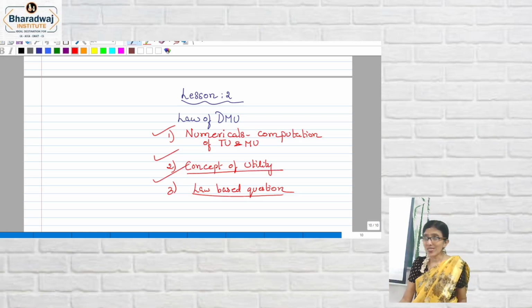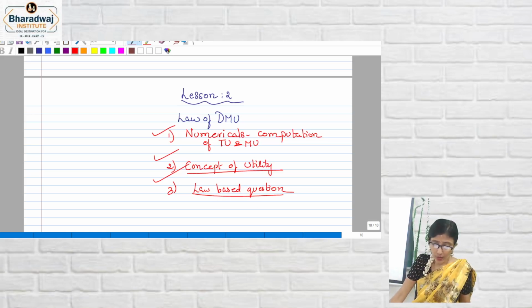And law-based question from the table, from the graph, from theory. Like when MU is 0, what is TU? This is a graph-based question. TU is maximum. Like that. Okay, so remember that. Now look at this.